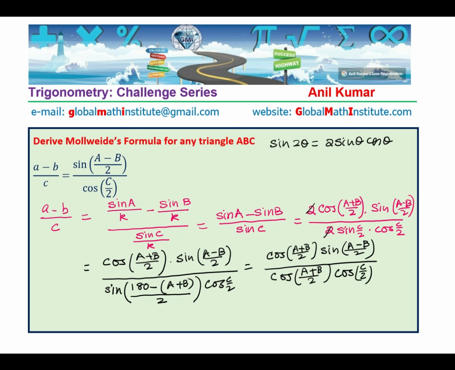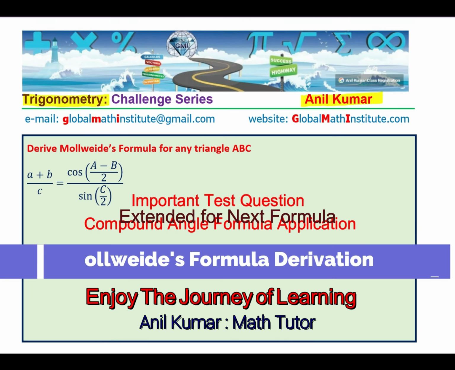So clearly, cos A plus B by 2 cancel. And what are we left with? We are left with what we wanted, which is sine of A minus B by 2 over cos of C by 2. Perfect. So that is how we are going to derive this formula. I hope the concept is absolutely clear.